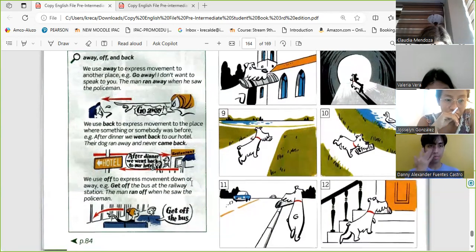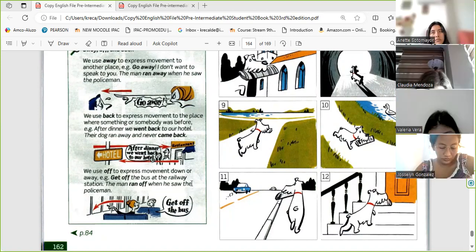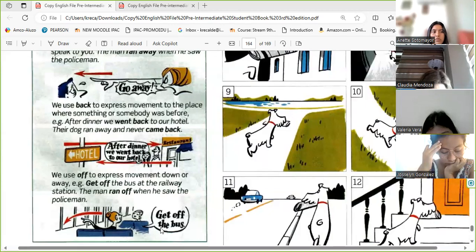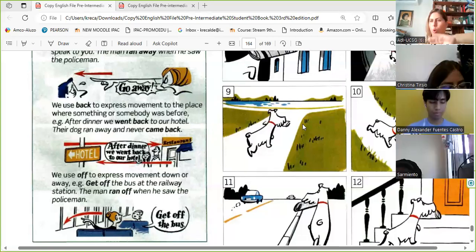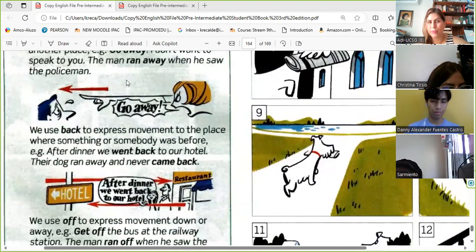And off, the last one, Danny, could you please read it? We use off to express movement down or away. Get off the bus at the railway station. The man ran out when he saw the policeman. Okay, so you can see here, thank you, sweetie. You can see here in the pictures, okay, get off the bus, that means leave the bus. If you were in the bus, go outside the bus. Pay attention to the pictures that are here so you can understand better the prepositions.